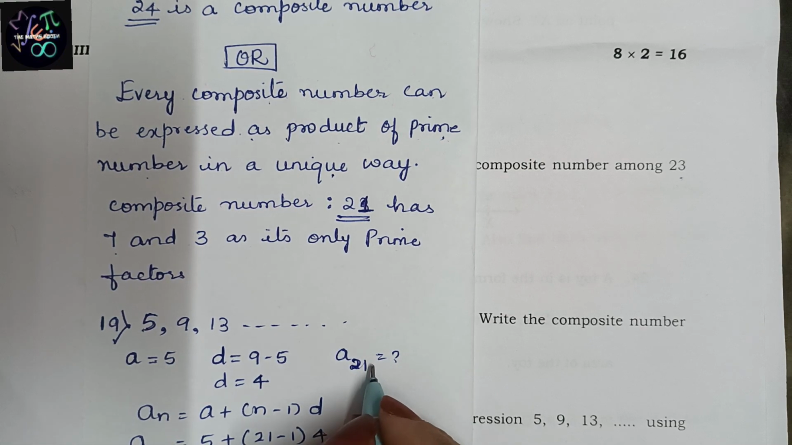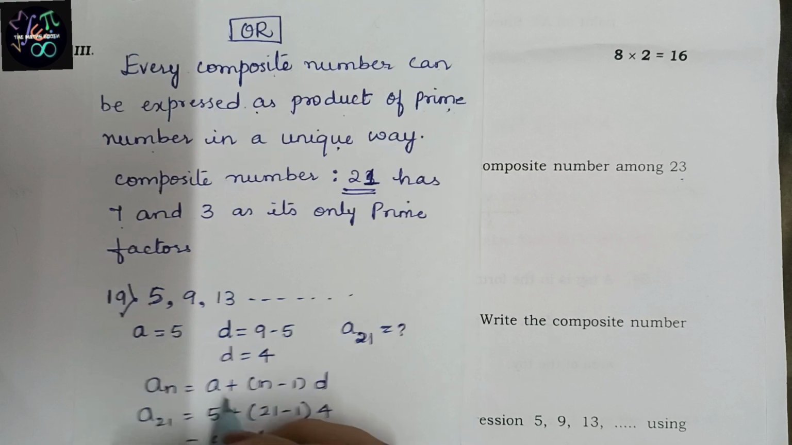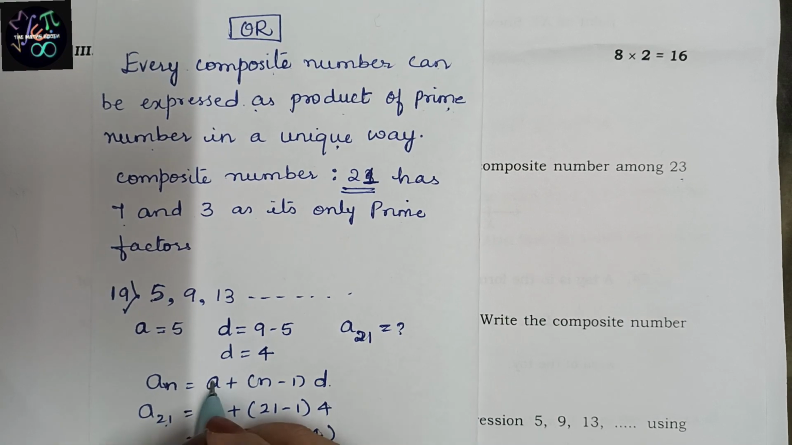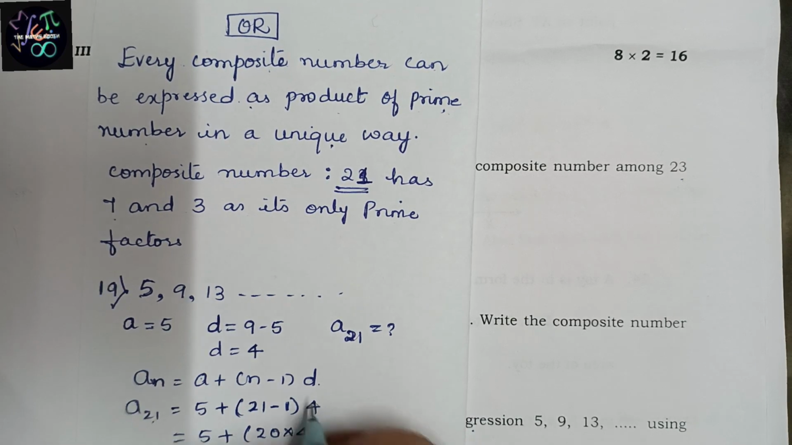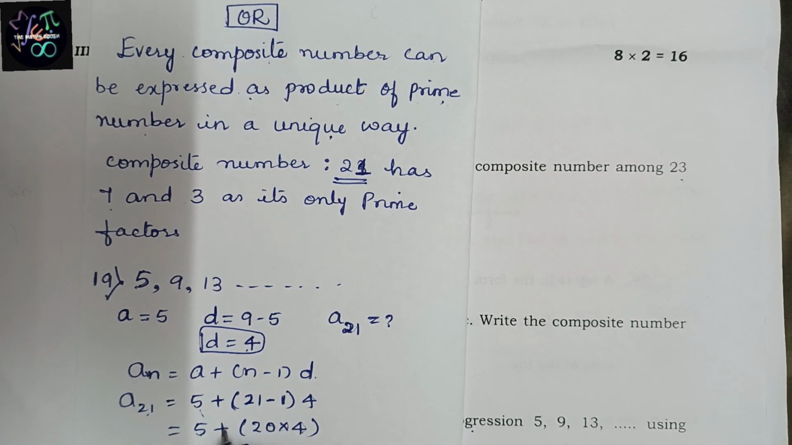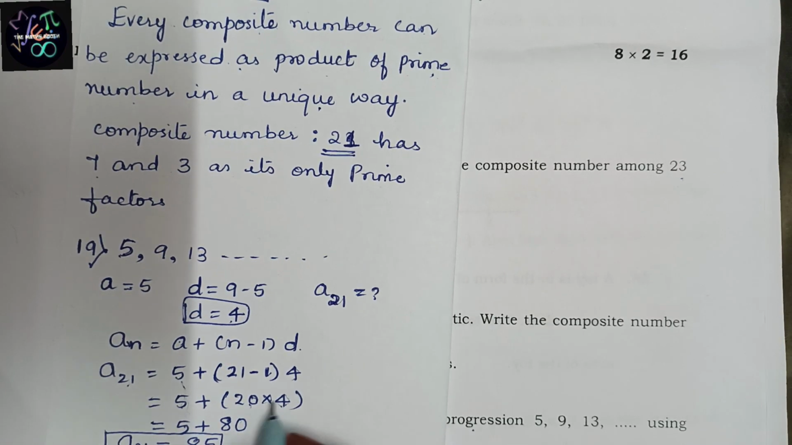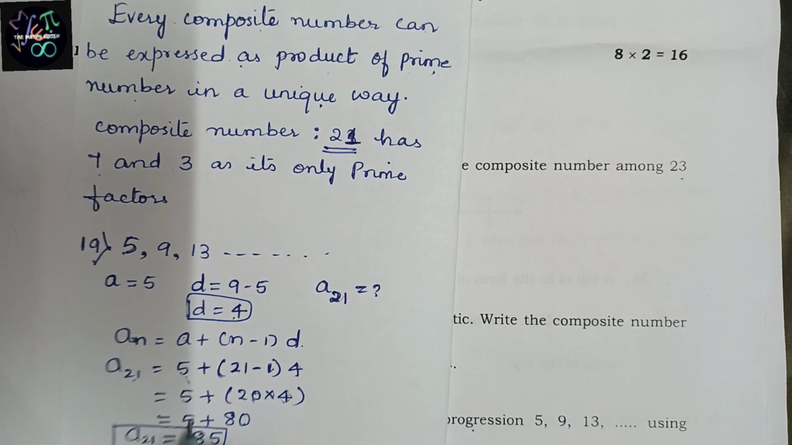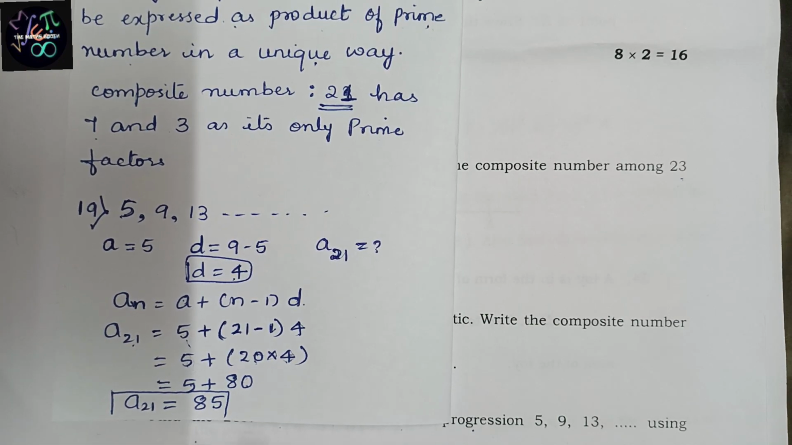Find the 21st term. A21 we have to find. We know the formula: An is equal to A plus n minus 1 into d. For An, the value is 21. In place of A put 5, plus n is nothing but 21 minus 1, and the d value is 4. So 5 as it is plus 21 minus 1 is 20, into 4. 20 into 4 is 80, and the 21st term is 80 plus 5, which is 85. So this is the solution for question number 19. Let us see question number 20.